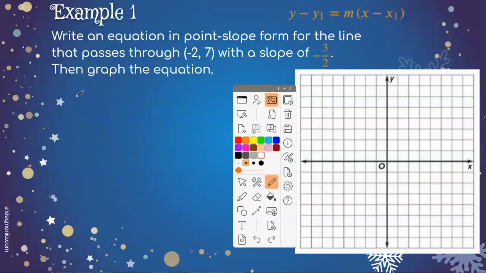This is point slope. Point slope says y minus y1 equals m(x minus x1). In order to fill in all the information you need here, you need a point and a slope. That's why it's called point slope form. So they gave us a point here. This is our x, so we're going to label that x1, and it's going to go here. This is our y, so we're going to label it y1, and it's going to go here.